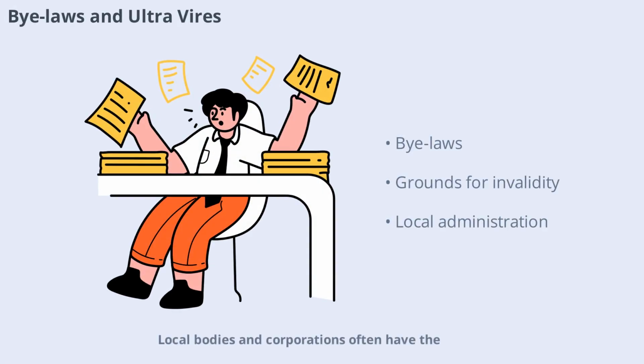Local bodies and corporations often have the power to make bylaws for their administration. However, these bylaws can be struck down as ultra vires, or beyond their legal power, on several grounds: improper procedure, conflict with existing laws, uncertainty, or unreasonableness. This ensures that delegated legislation remains within the bounds set by the enabling statute.